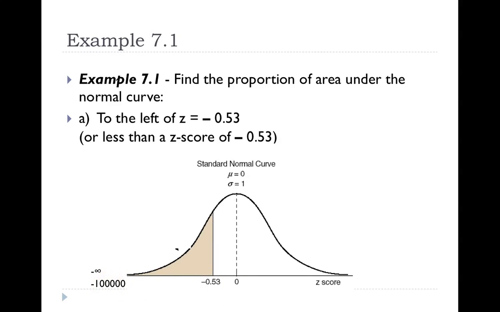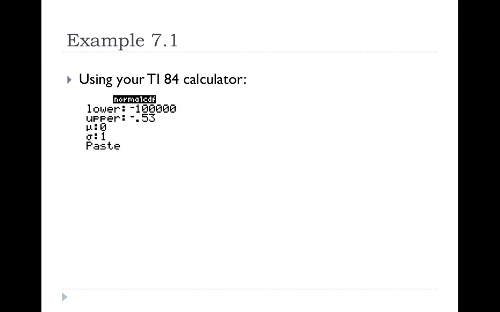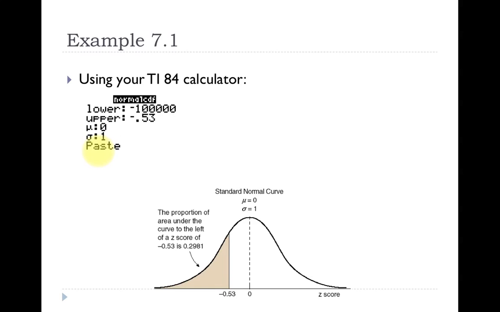So going to your calculator, lower is going to be negative 100,000, that represents negative infinity. Upper, negative 0.53. Mean is 0, standard deviation is 1, and then go down to paste. And you should get 0.2981. This is all of the area to the left of negative 0.53.